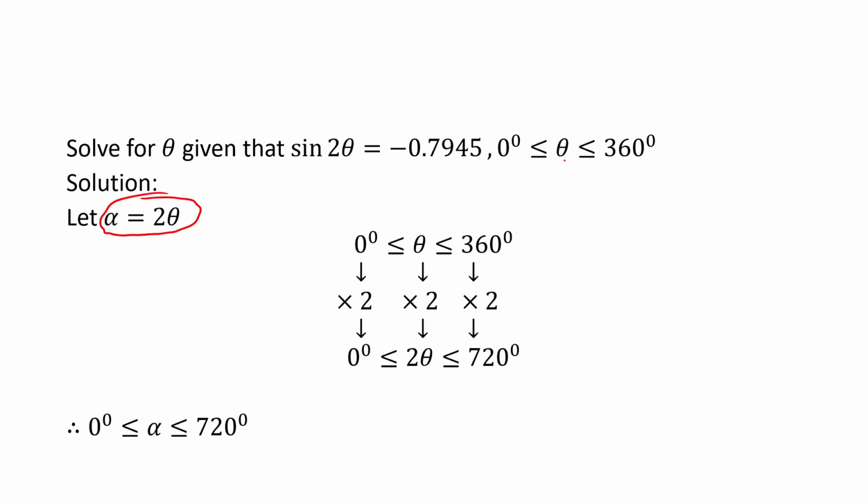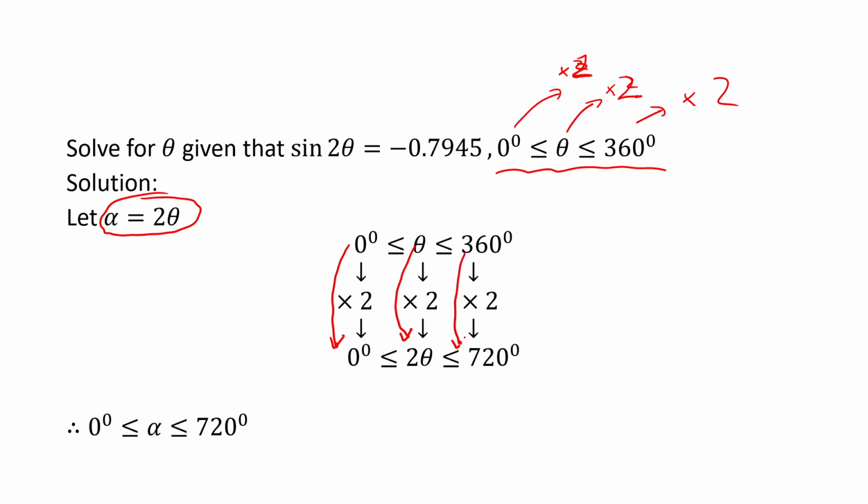But then I have to get this domain in terms of alpha. Well, how do I get 2 theta from theta? I multiply it by 2. But I can't just multiply one part. It's an inequality, so I have to multiply each of these by the number 2. Okay? So that's what we do here. 0 degrees times 2 is 0 degrees. Theta times 2 is 2 theta. 360 times 2 is 720. So now I've got 0 degrees less than or equal to 2 theta less than or equal to 720 degrees.